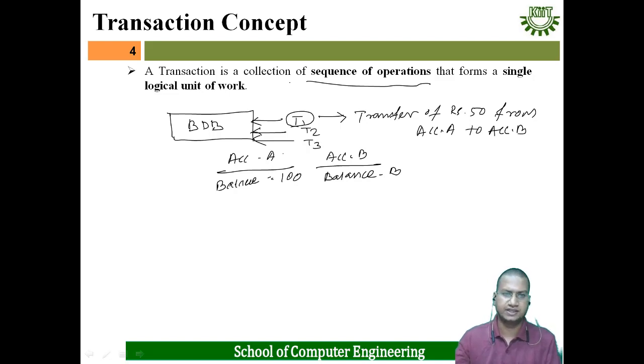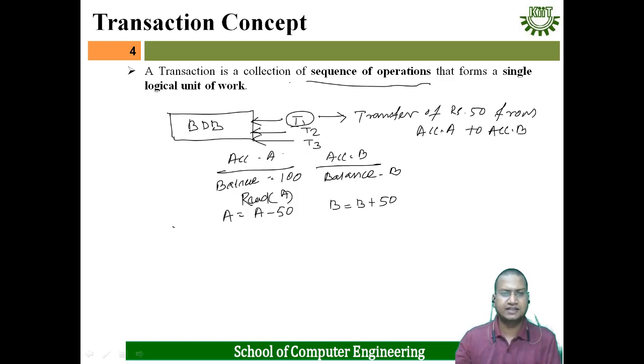First we have to check whether 50 rupees is present in account A or not. That is, read account A. If 50 rupees is present, then deduct 50 rupees from account A. That means the account balance of A is equal to A minus 50. Then similarly in account B, we have to add 50 rupees. That's why we have to perform B is equal to B plus 50. These are the sequence of operations which we have to perform to complete this single logical unit of work.